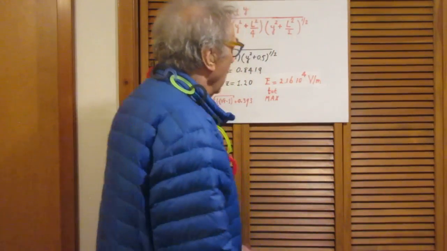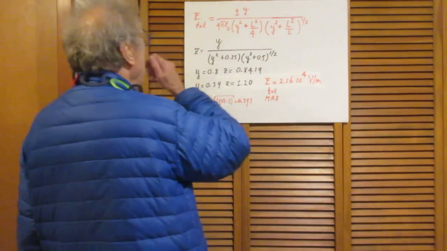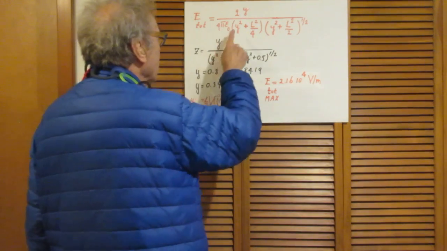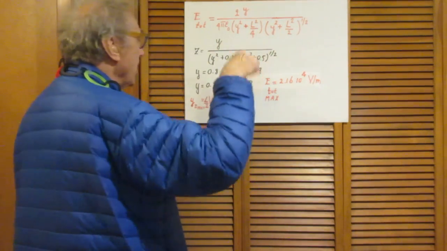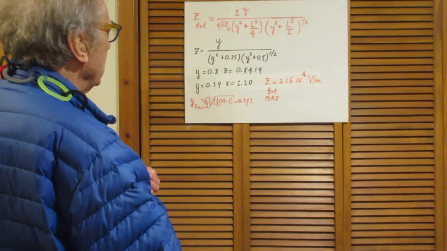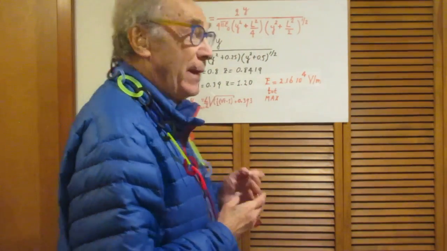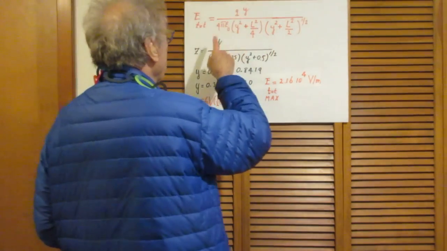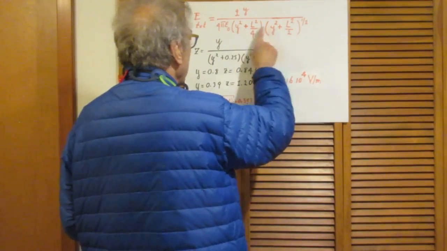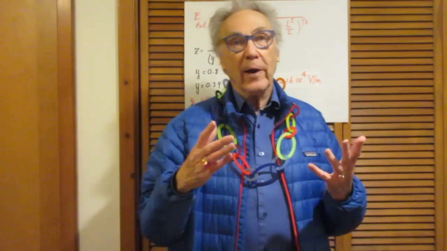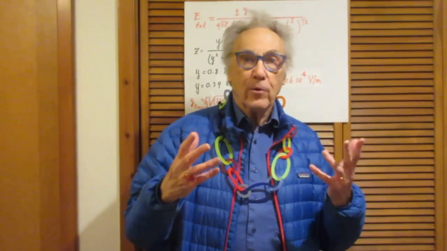I'd like to add something to my solution. Remember, this is the magnitude of the E vector as a function of y, which is the distance to the center of the square. I was lazy. I wanted to know where the maximum is, because it's clear if y is 0, E is 0, and if y is infinity, it's also 0. So there has to be a maximum somewhere.